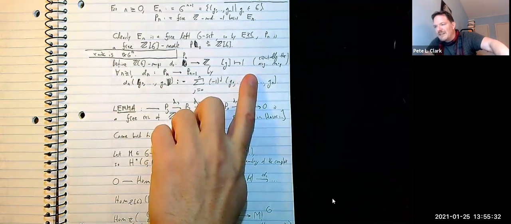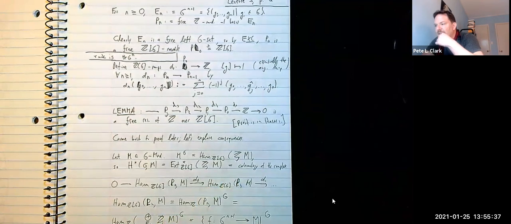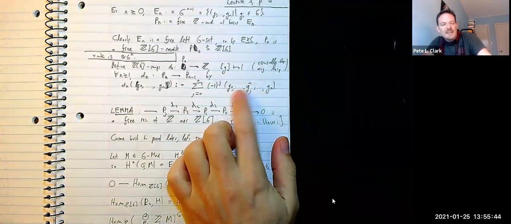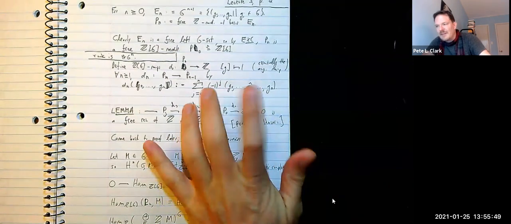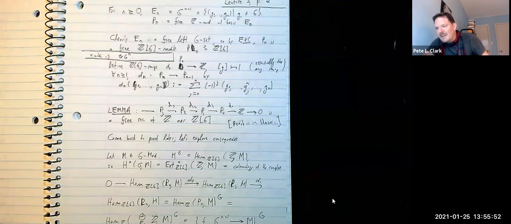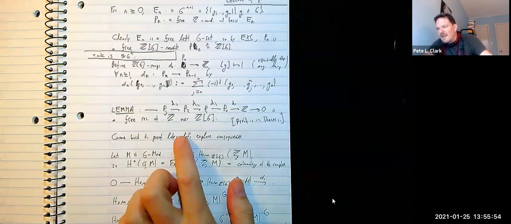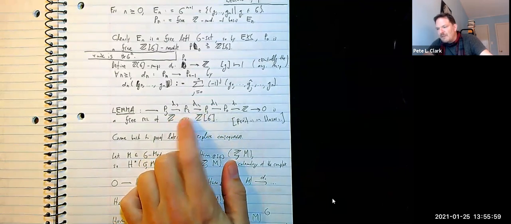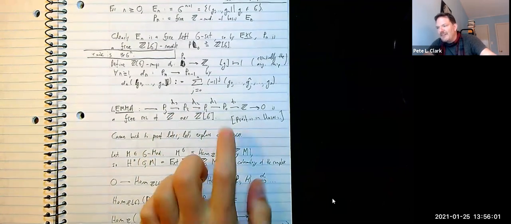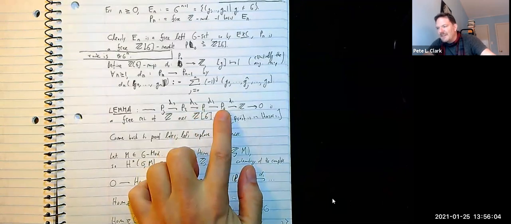So we have this n plus 1 tuple, and we're trying to get a Z-linear combination of n tuples. Hopefully you've seen this sort of thing before somewhere. We remove each one of the elements, and we add them up with a sign discrepancy. And then the lemma here is that the PNs are definitely free ZG modules, so we just have to check that this is exact.